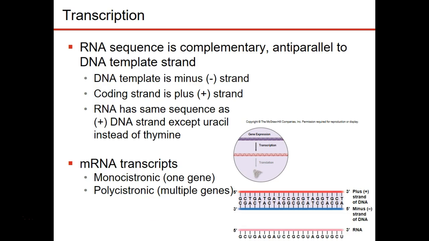In bacterial cells, their messenger RNA can actually contain multiple proteins. So you can be coding for more than one protein. That's called polycistronic messenger RNA. In eukaryotes, we typically produce monocistronic messenger RNA. And there's a reason for that. We're unable to code for two proteins at the same time. Our transcription is a lot more complex than bacterial transcription.